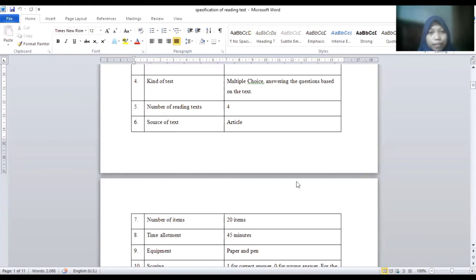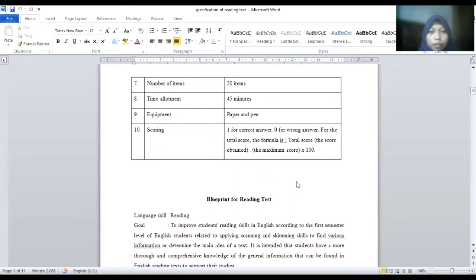Number of reading text is 4, and then source of text from article. Number of items is 20 items. Time allotment is 45 minutes. Equipment is paper and pen. And for the scoring, 1 for correct answer, 0 for wrong answer.